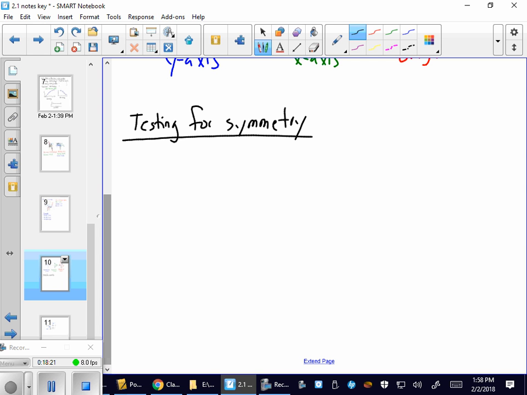So if we have the graph x equals y squared minus 1, if you happen to know what this graph looks like, it's really easy to tell what's going on. That's not going to be the easiest thing to do for most people. So this is what you're going to do. If you want to test to see if this thing is symmetric to the y-axis, this is your y-axis test.